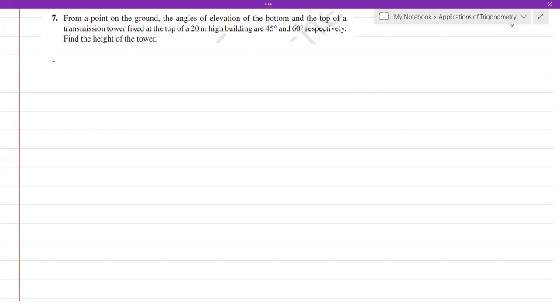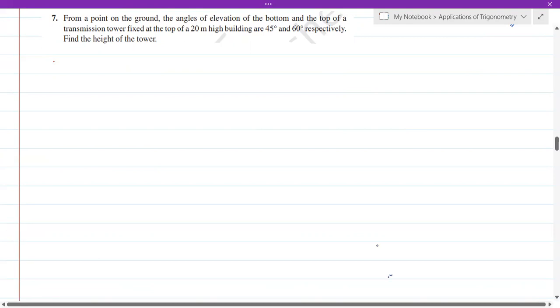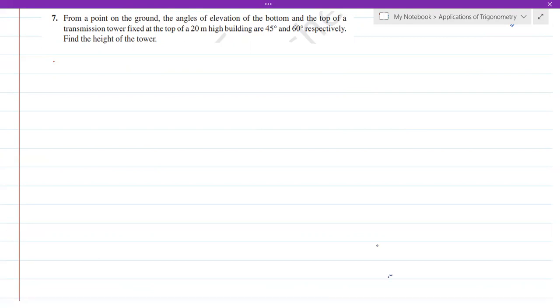From a point on the ground, let me erase this. Let's say this is the point on the ground. Let's say it is A. A is the point on the ground. From this point, the angles of elevation of the bottom and the top of a transmission tower fixed at the top of a building. So basically there is a building. Let's say BC is the building.